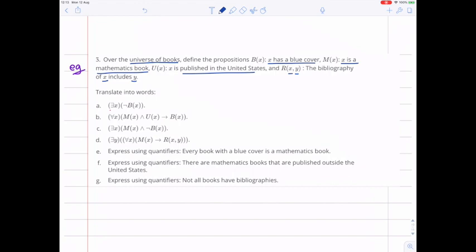All right, so let's translate into words. Well, one starts quite simply. So there exists a book. And now let's have a look. So B of X says it has a blue cover, and we're negating that. So this is saying there exists a book that does not have a blue cover.